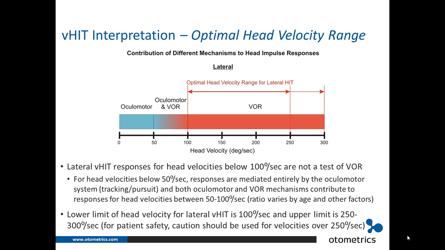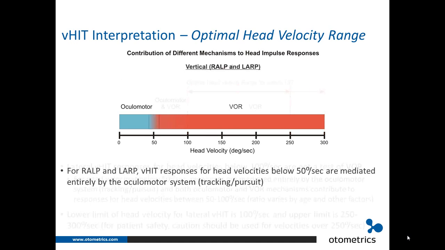The maximum head velocity is around 250 degrees per second. Some people advocate testing the patient with higher head impulse velocities of up to 300 degrees per second, but one has to be cognizant of the safety issues, especially in the older patients.